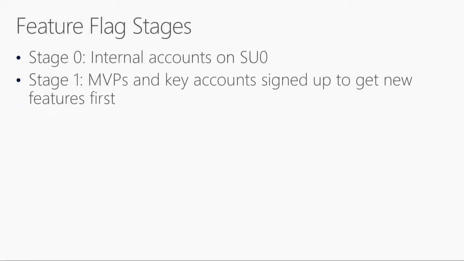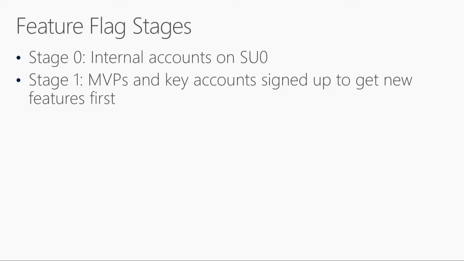So our feature flag. We have this notion of stages, and stage 0 are internal accounts. Just recently, people said, hey, as soon as that stuff's on MSN, I want to enable these feature flags. But when I do, I get errors because not all the ring stage 0 accounts are on ring 0. So we fixed that by moving all those accounts onto ring 0.